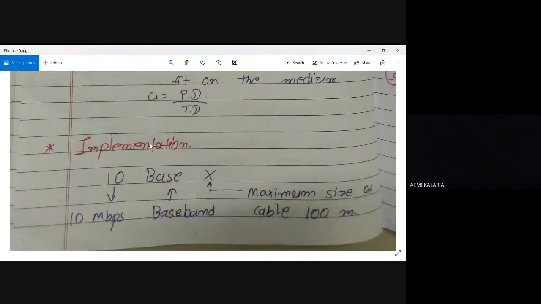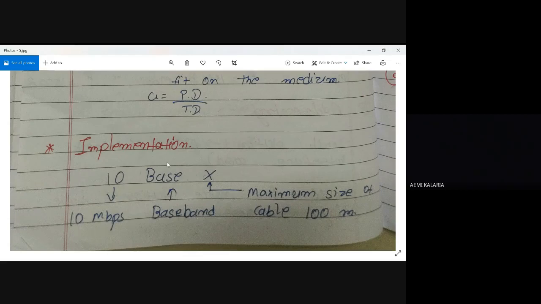Many times you have seen this kind of 10 base something representation. You may have asked the question, ma'am, what is this 10 base x or 10 base 5, 10 base T, 10 base F, right? So today I'll clear that doubt. First, what does the 10 represent? 10 Mbps, because till now we are discussing standard Ethernet. So the speed of standard Ethernet is 10 Mbps.